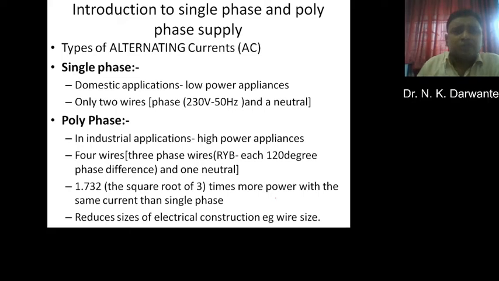Now, the next part is the introduction to the single phase and polyphase supply. First of all, a question arises: what is the difference between the single phase and polyphase supply? Okay. Now here the difference is given on the slide.